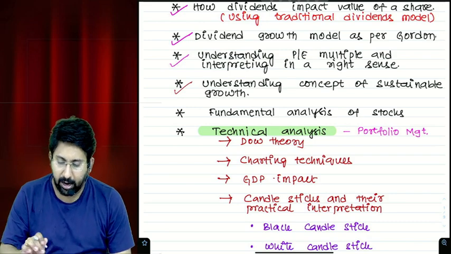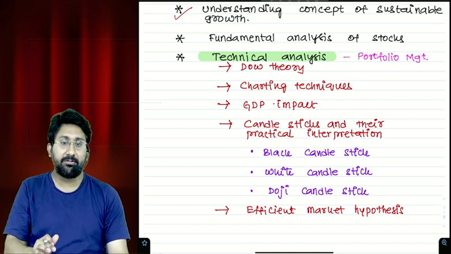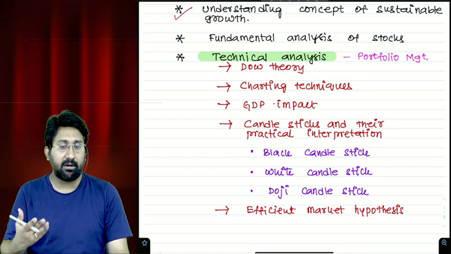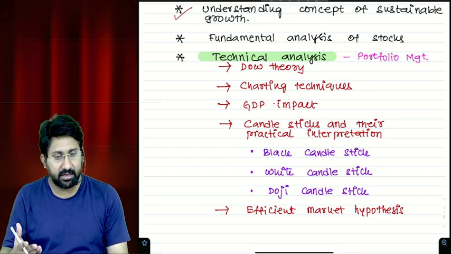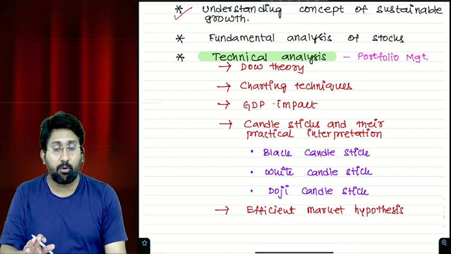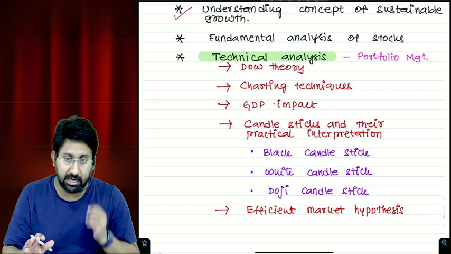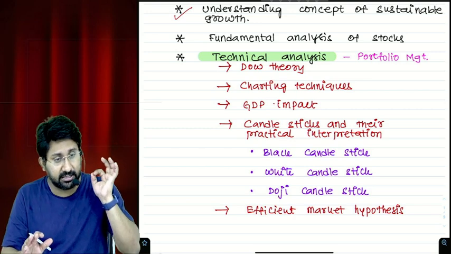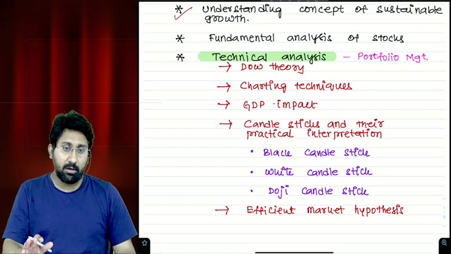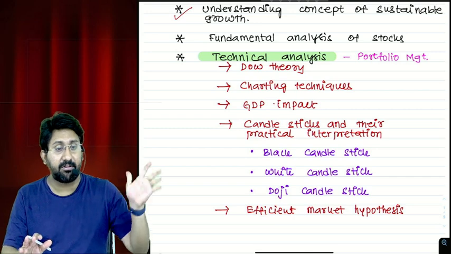And technical analysis, I have written the learning objectives, but all the technical analysis concepts like Dow theory, charting techniques, GDP impact, candlesticks, efficient market hypothesis, all these things I will merge with the portfolio management chapter, which is one of the most typical concepts in our syllabus. Every formula, 36 formulae are there, 36 formulae I will give the background. Background to analysis, interpretation of the formula, problems, everything we will do.